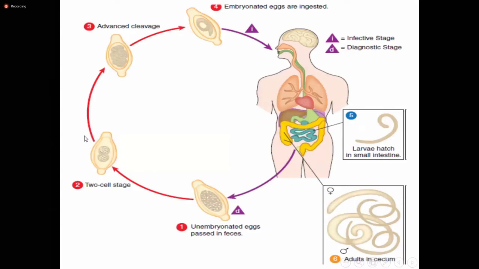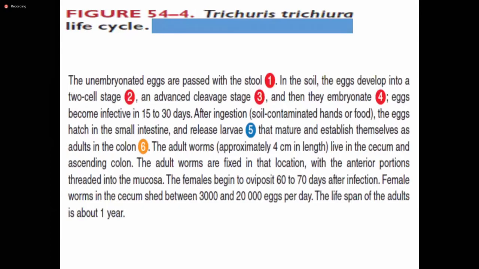Again, the eggs mature until they become embryonated, are taken by hand-to-mouth infection, go down, and hatch the larvae in the duodenum, go to the small intestine, and then to the colon. And you have males and females in the cecum and ascending colon. Very simple life cycle. This is written clearly here, you can read it, as I said. These figures, the numbers, are not important these days.